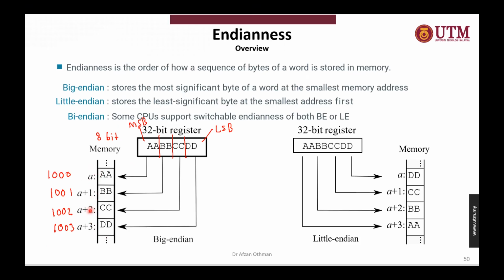Okay, now what we need to do? Since this is Big Endian, it says that the most significant byte will be stored inside the smallest memory address. So this MSB AA will be stored at address 1000, followed by BB at 1001, CC at 1002, and DD at 1003. This is the case for the 8-bit memory configuration.